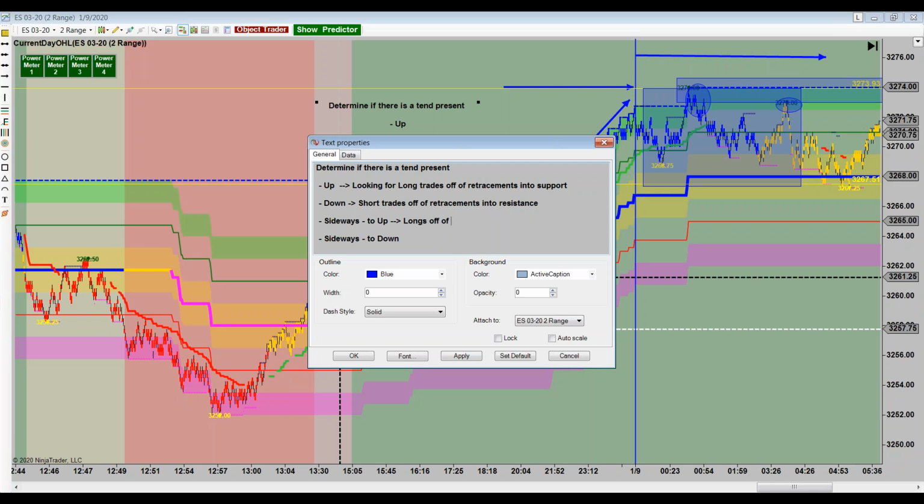So the answer to this is you're taking longs off of support. In a sideways to down condition, where the trend overnight was down and you're looking to trade the sideways condition in a range, you are taking shorts off of resistance.